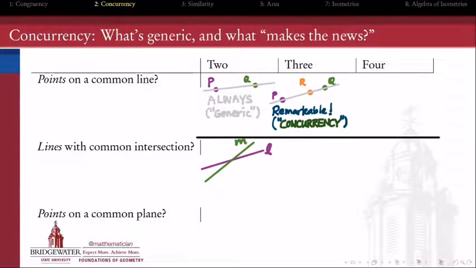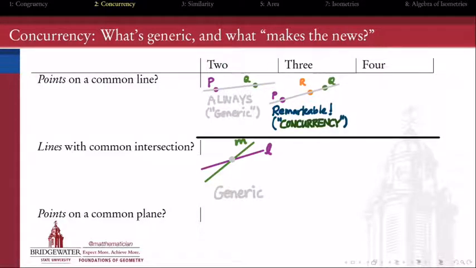The same is true if I take lines in geometry, in Euclidean geometry, and ask if they have a common intersection point. If I start with 2 lines, let's call them L and M, then as long as those lines are not parallel in Euclidean geometry, they will have one and only one intersection point. And so it's generically true that 2 lines in Euclidean geometry have a common intersection.